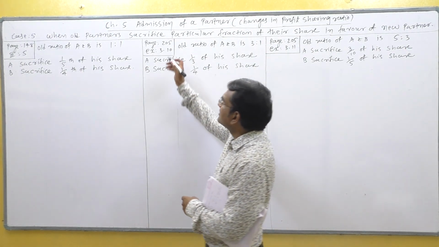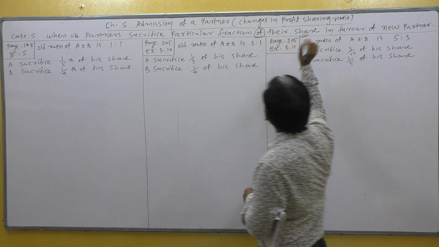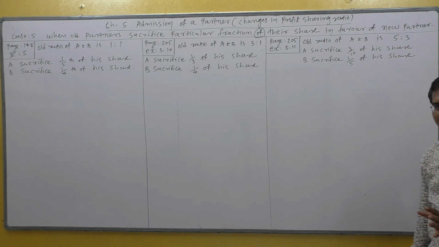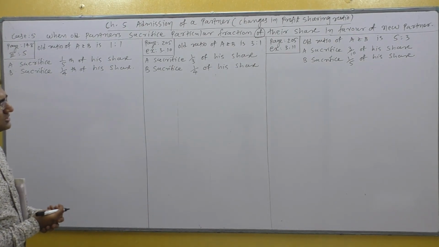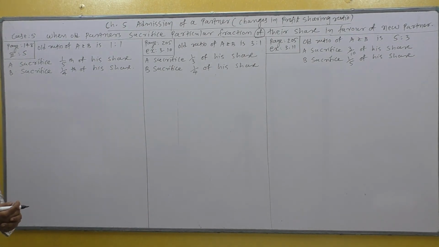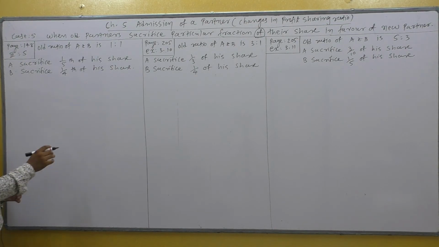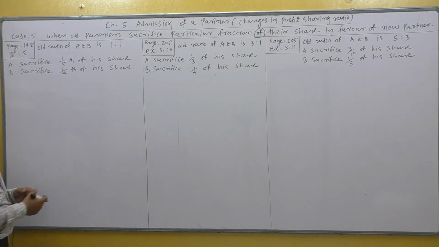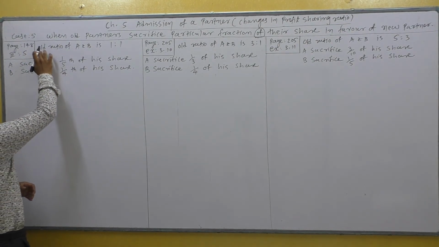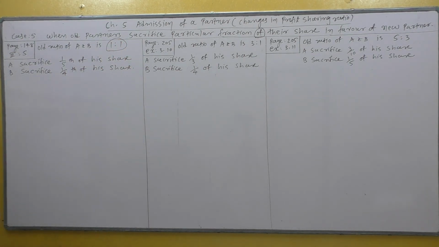What is the name of case number 5? When old partners sacrifice a particular fraction of their share in favor of the new partner. Means old partner sacrifices a particular fraction of his share. So here we are going to start illustration 5, which is given on page number 148. So student, open your textbook, page number 148, illustration 5.